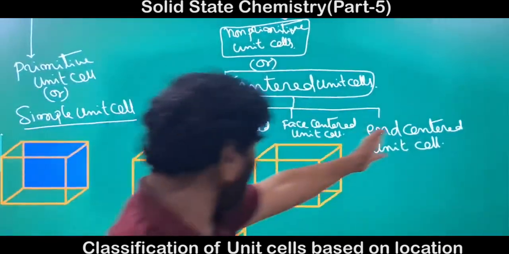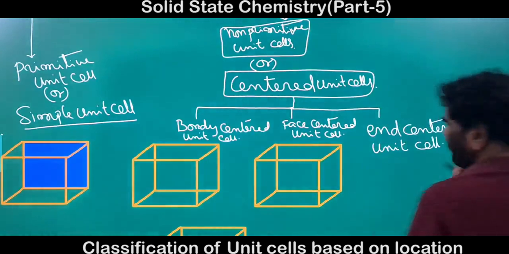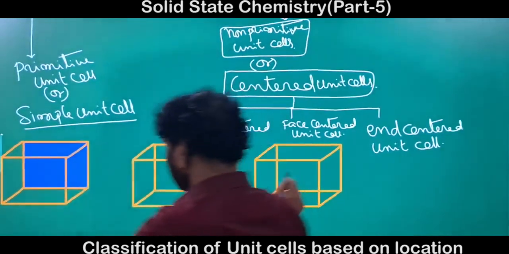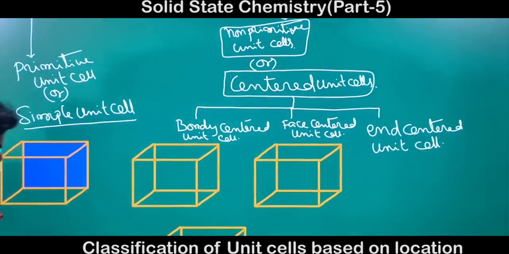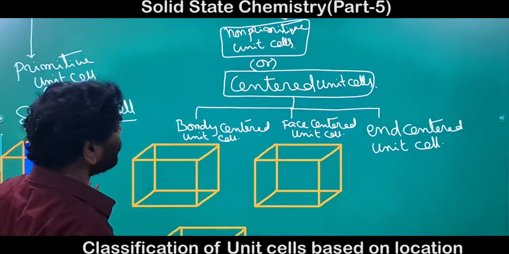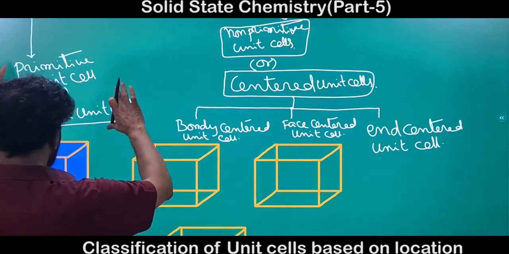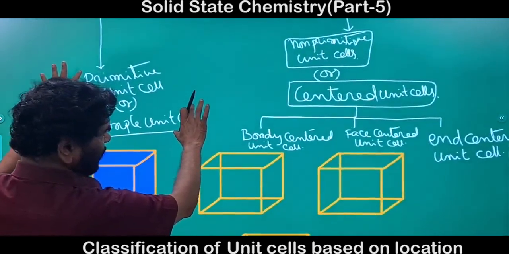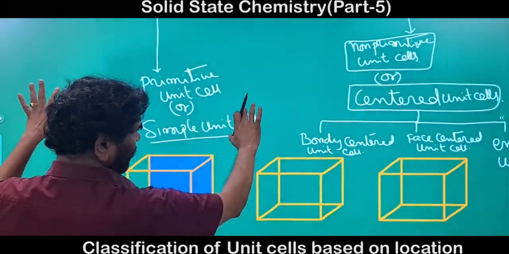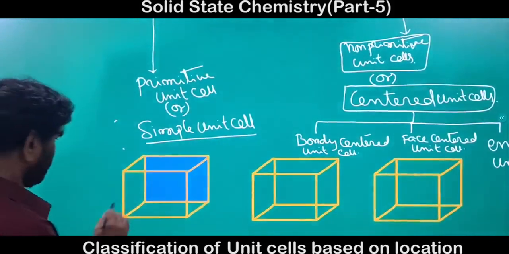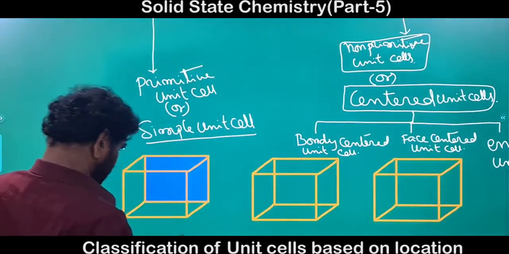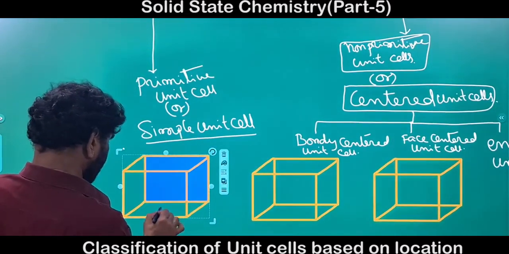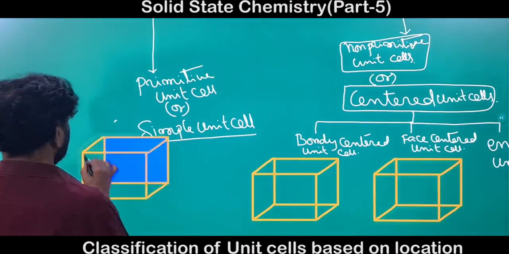There is another category called the edge centered. See this one. These are hypothetical, they do not exist at all. Let me come to the characteristic properties of these. I told you this classification is made based on the location of the lattice points, so let me take this here.